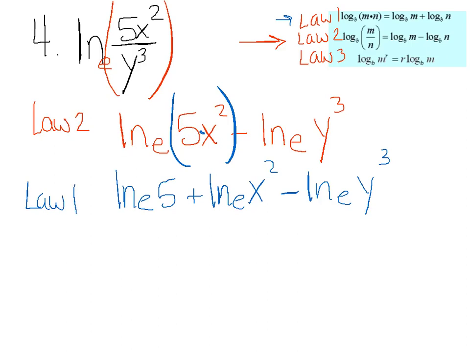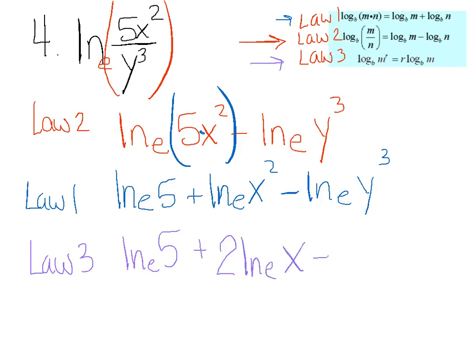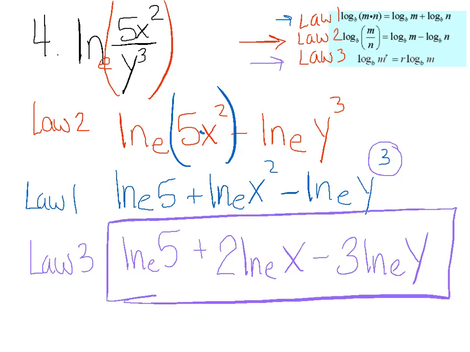Now I'm going to go one more step and see if I can clean anything up with law 3. Law 3 says if you have any exponents, we're going to bring them down in front. So this first one's going to stay the same. The second one, I'm going to take this exponent of a 2 and bring it down in front. So 2 ln base e of x minus, I'm going to take this exponent, bring it down in front, 3 ln base e of y. And I've got my final answer there. I can't apply any more logs. None of them have a multiplication, division, or an exponent.